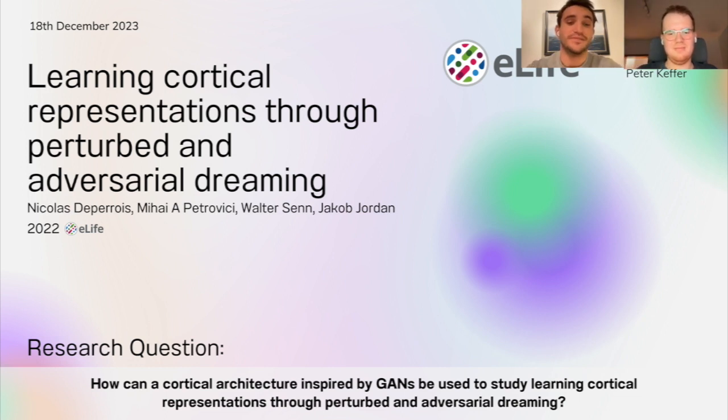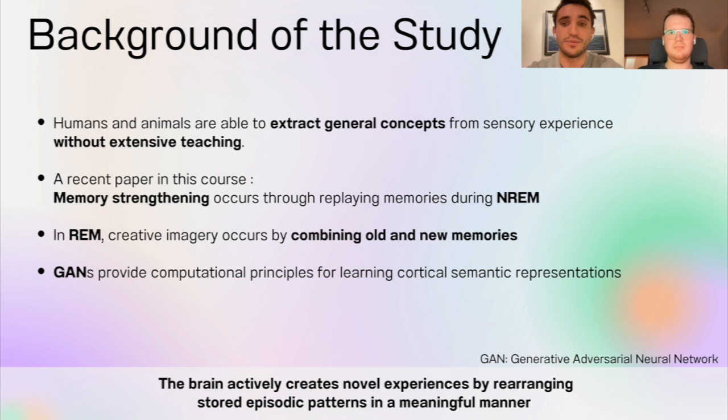The research question is, how can a cortical architecture inspired by GANs be used to study learning cortical representations through perturbed and adversarial dreaming? To get the background to the study, what we need to know beforehand is that humans and animals are able to extract general concepts without extensive teaching, especially overnight. So you do something, you go to sleep, and the next day you know the task better.